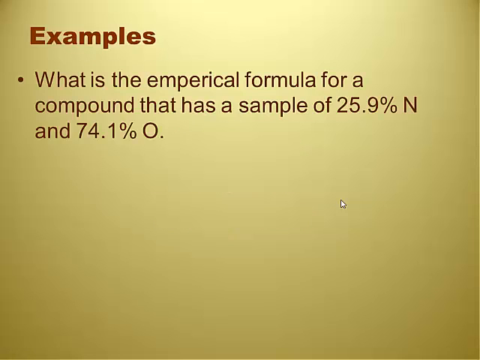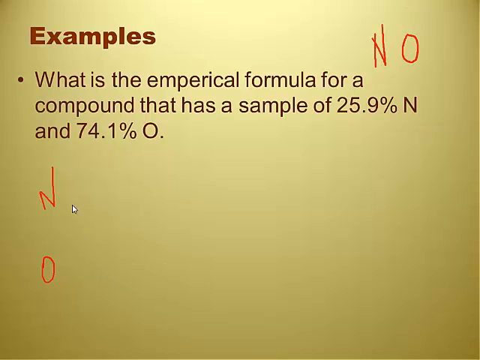All right, the example here, guys, is this. What is the empirical formula for a compound that has a sample of 25.9% nitrogen and 74.1% oxygen? So we have a compound that is made only of nitrogen and oxygen. If I follow the steps, I will find the correct subscripts for the nitrogen and oxygen in the compound, so that when I'm done, I will know what subscripts to put on N and O. Is it N2O1? Is it N1O2? Is it NO3? What is it?